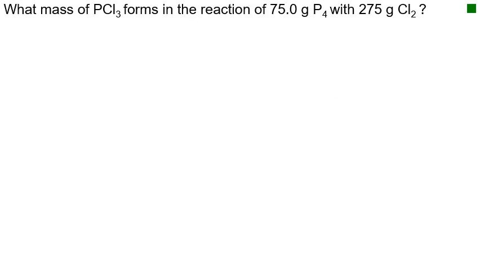Now, as an example of method number 2, we're going to solve for the mass of PCl3 formed in the reaction between 75 grams of phosphorus and 275 grams of chlorine gas. So once again, the first thing we need to do is come up with a correctly balanced equation. So we would have P4 plus 6Cl2 forms 4 PCl3.